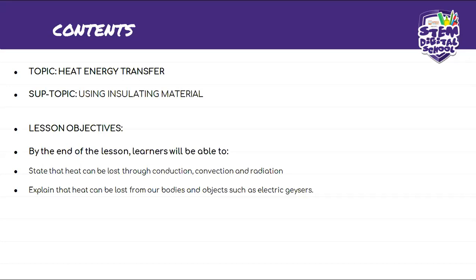Then we also spoke about convection. We said convection is a form of heat transfer that occurs in liquids and gases. And then we said radiation is a kind of heat transfer that occurs through a vacuum. All right.